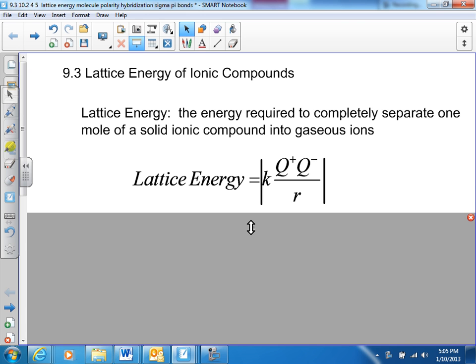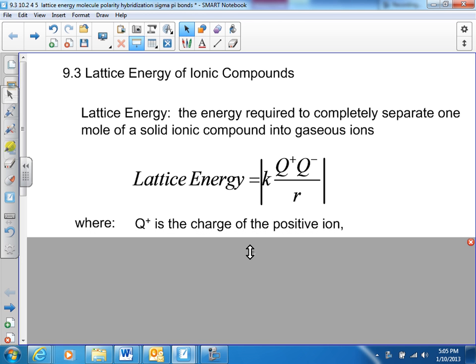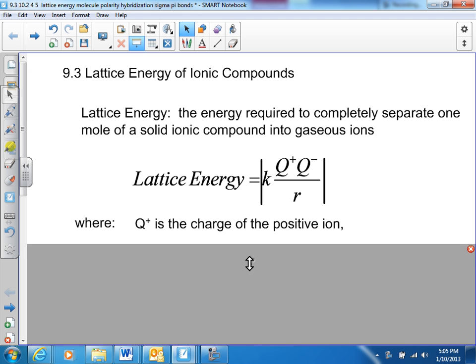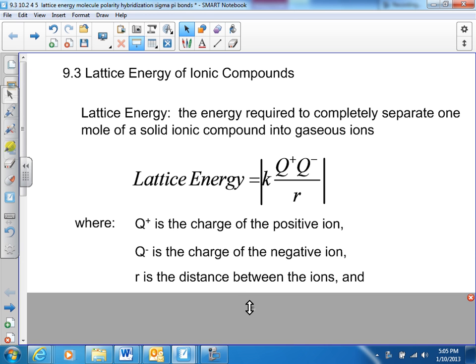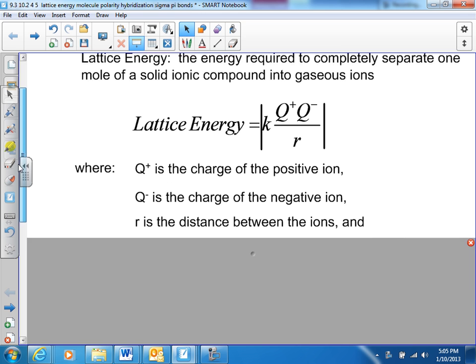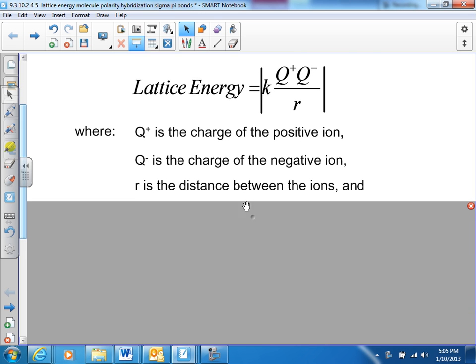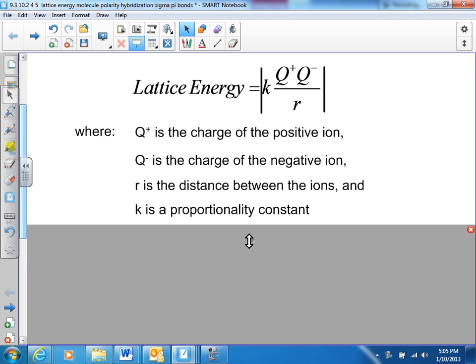Here's an equation for lattice energy. You don't know what any of these things mean, so I'm going to tell you. Q plus is the charge of the positive ion. Q minus is the charge of the negative ion. R is the distance between the ions. You could think of it as a radius, although it's not a radius because it's the distance between the two ions. K is a proportionality constant. You're not going to have to worry about knowing what that K is.